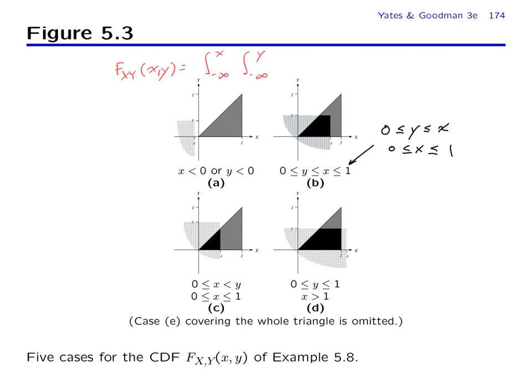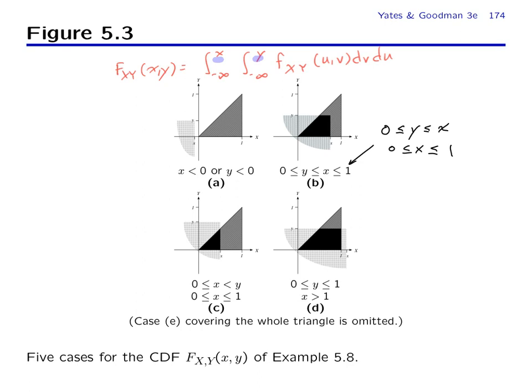minus infinity to y, the PDF with respect to variables u and v, what we have here is a situation where the value of this integral depends on these upper limits x and y. And in fact, there are 5 different cases, of which 4 are shown here, that for each of those cases, this integral is something different that you have to do.